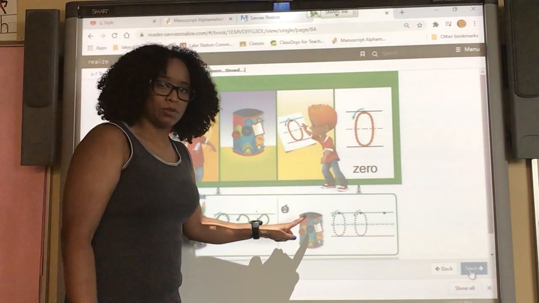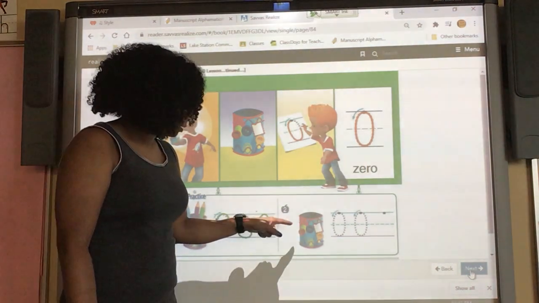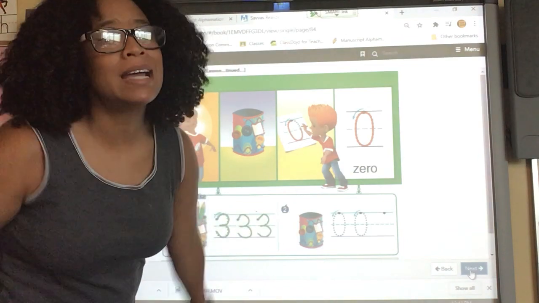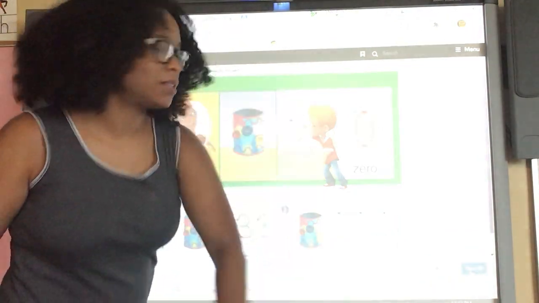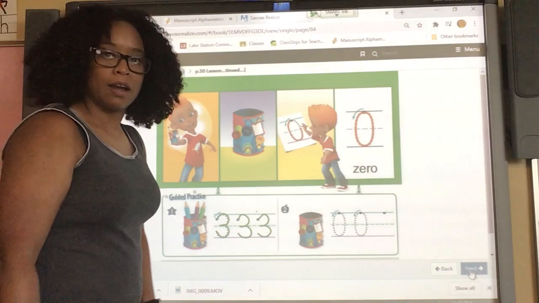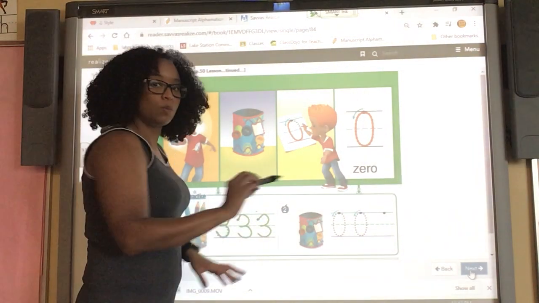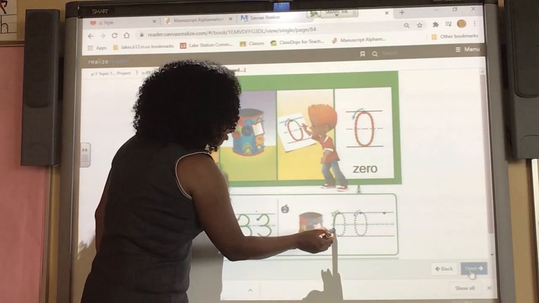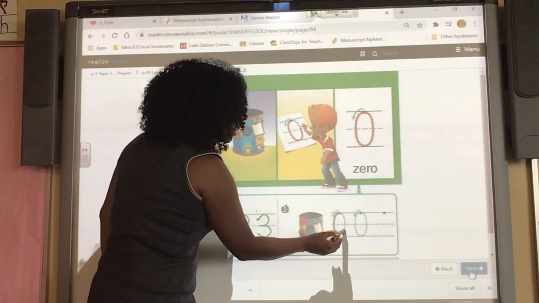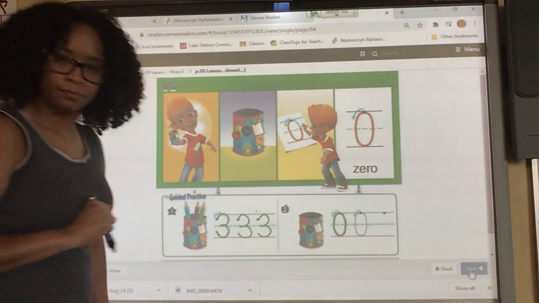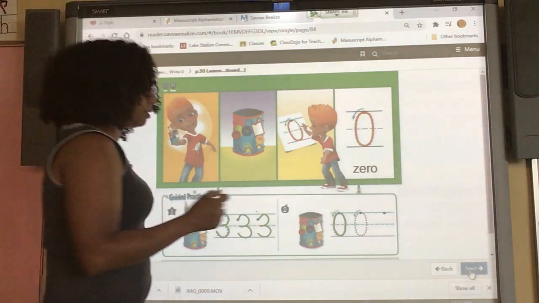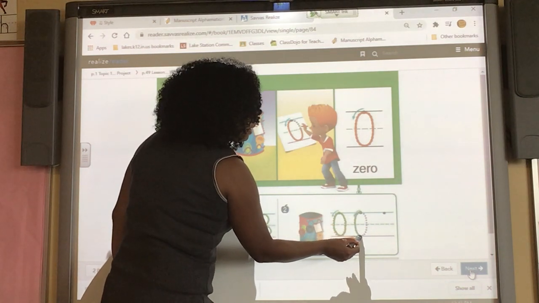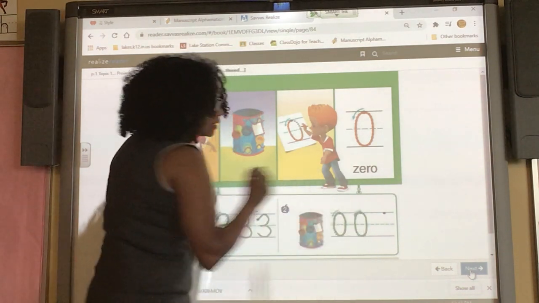All right, the next cup, do we see any pencils in this cup? No, I don't see nothing. I see no pencils. I see 0 pencils. So let's practice writing our 0. So our 0, we start at the top line and we curve a little bit and we go all the way to the bottom, and then we curve a little bit and back to the top. Let's do that again. Start at the top, curve a little bit, go to the bottom, curve a little bit, and back to the top.